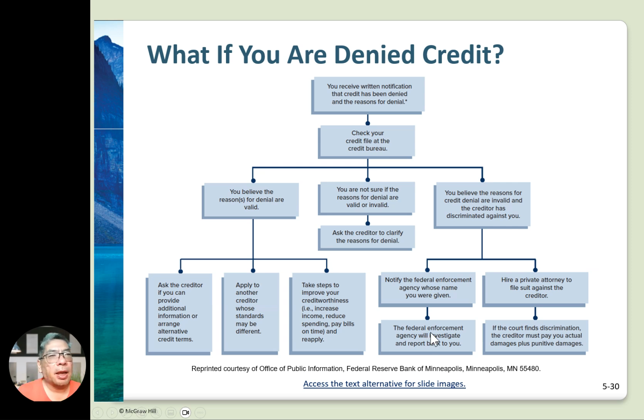For example, let's say you are a minority, or a different color of skin, or you have a different sex, or let's say you are a member of the LGBTQ community, and you believe you are being discriminated against because of it. Then you can file a complaint with a federal agency. Okay, or you can also hire a private attorney to file a suit against the creditor. So it's going to be a long process. Then, if the creditor is found guilty of discrimination, the creditor must pay the actual damages.